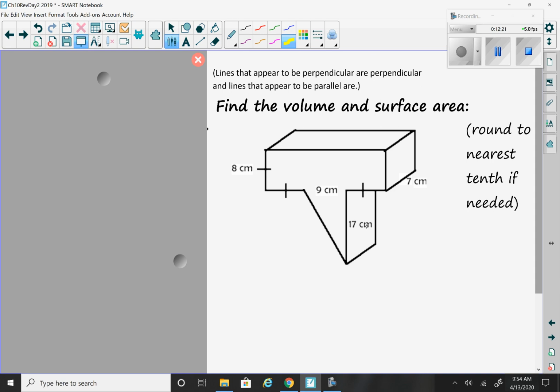A few things I can point out to you. If this is 8, there's a tick mark here, so this is also 8, and this is 8, and then I know that this is 9. So if you added together 8 plus 9 plus 8, that would give you this whole side of that box.